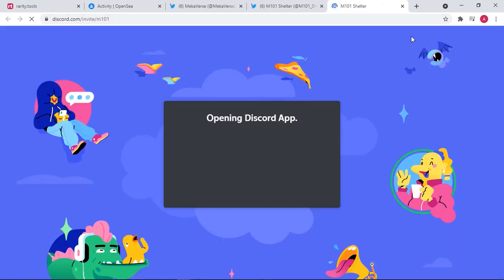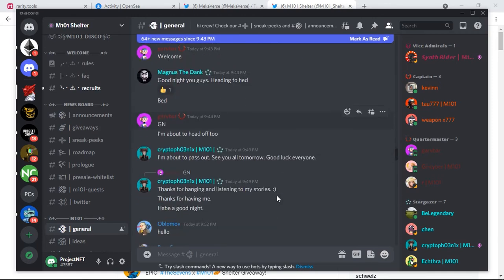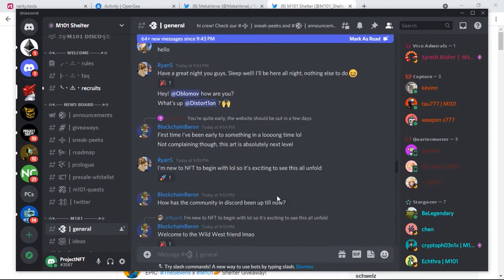If there's a ton of engagement on their Discord, like for M101 shelters, personally, I follow their Discord. As you can see, in their general chat room you see a lot of conversations going up here. You see people coming in, making chats. The Discord is actually moving up. So you see that there's a ton of engagement when it comes to this art. Stuff like this is what you should look out for. Make sure their followers are legit. Make sure their engagements are legit.